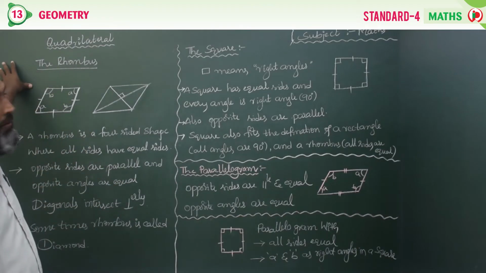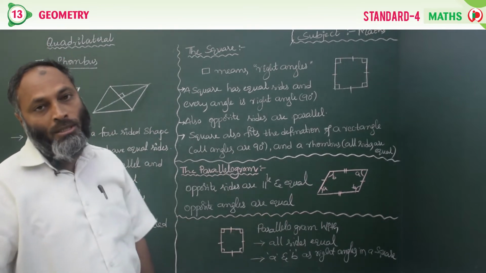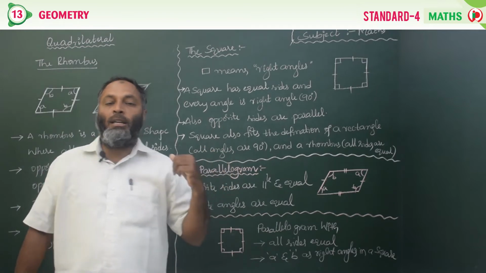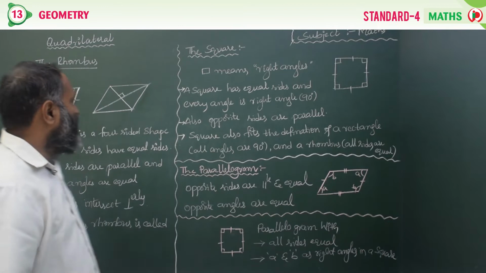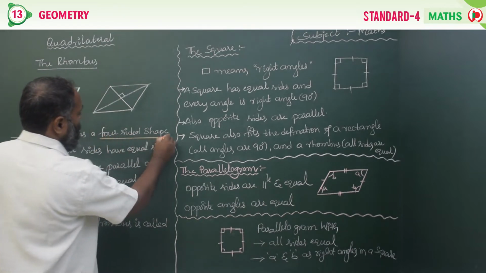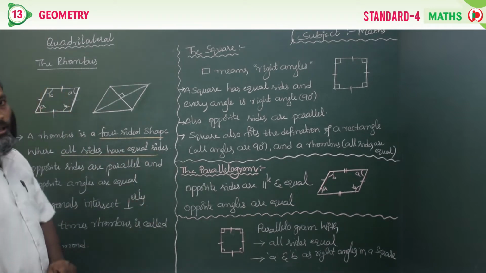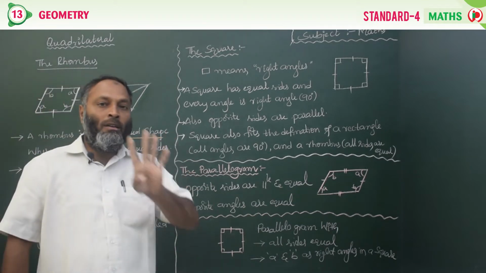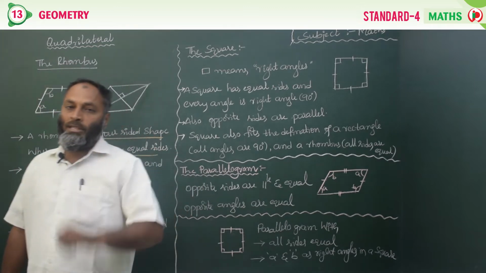Now students, in the types of quadrilateral, the next one is the rhombus. We discussed the rectangle, and after that comes the rhombus. So this is a rhombus. What is actually a rhombus? A rhombus is a four-sided shape where all sides are equal. All quadrilaterals have four sides, so this rhombus has four sides.